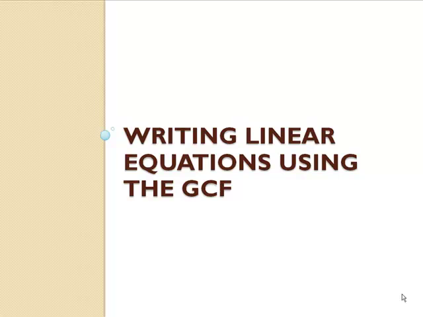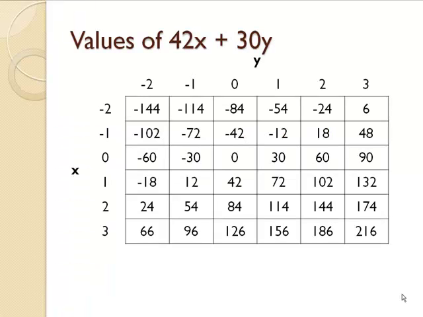We can write linear equations using the greatest common factor. What I've done here in this table is taken different values for x and y, -2 through 3 in both cases, and plugged them into this statement 42x plus 30y. And in the grid are the results of 42 times x plus 30 times y.